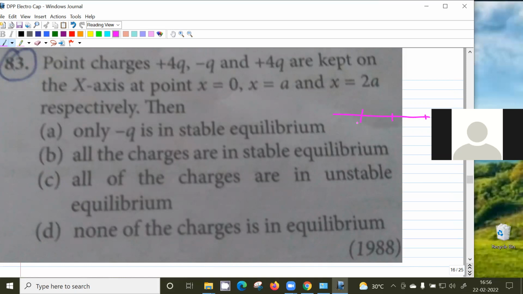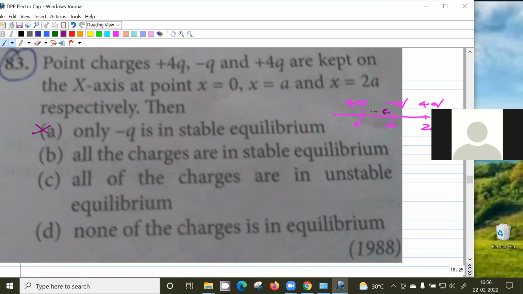This is x equal to 0. This is a, and this is 2a. So 4q is here, minus q, and then 4q, then minus q. Is it in stable equilibrium? Stable equilibrium means I just have to move this minus q in some small direction and see whether it will come back to the original position. So suppose I move this thing this way, the attractive force due to this will increase. So it will continue to move this way. So option 1 is not true.